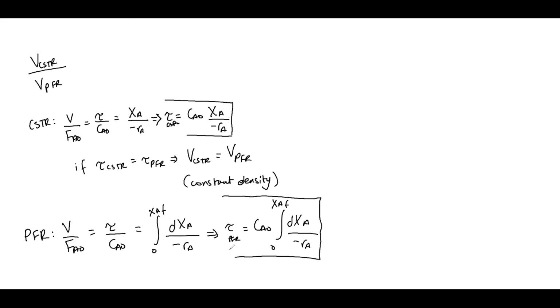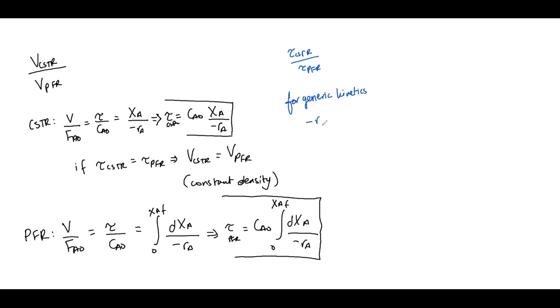Okay, so now let's try to calculate the ratio of these two. Let's try to get tau CSTR over tau PFR for a first order irreversible reaction. So in this case, I'm looking at a first order irreversible reaction, A goes to R, or actually let's not look at that. Let's look at a generic reaction, for generic kinetics of any order.